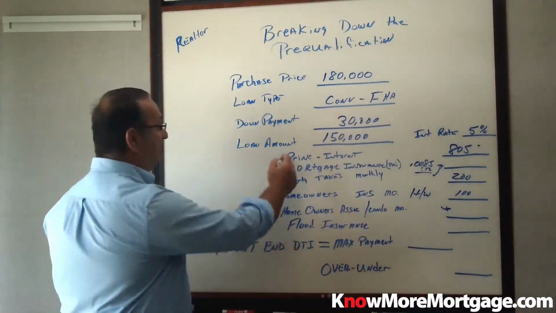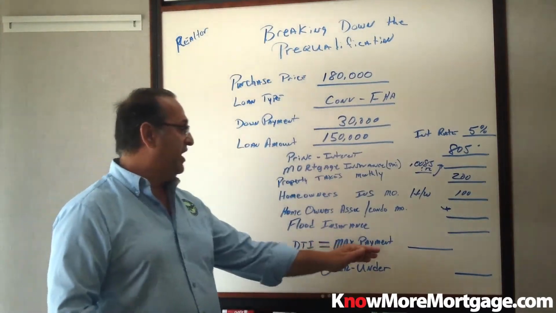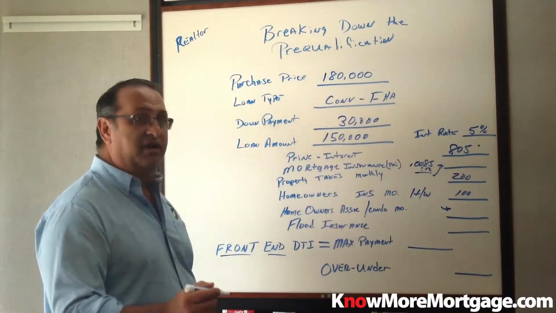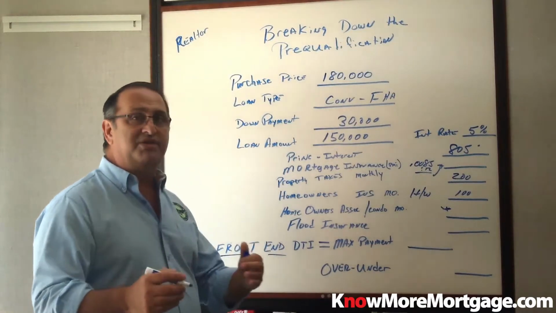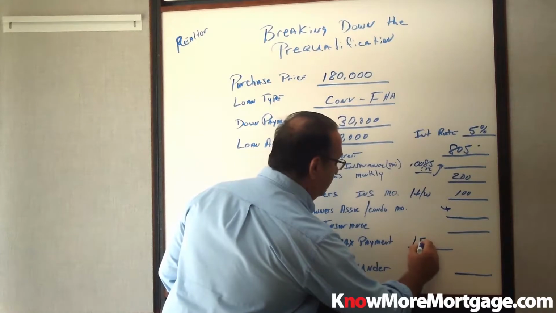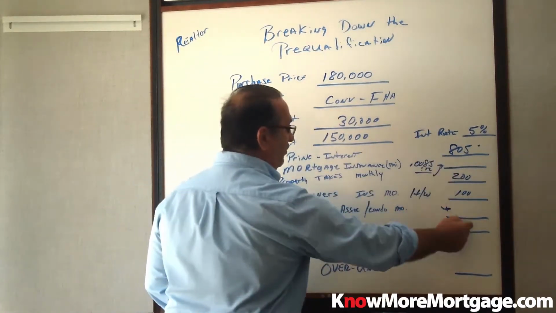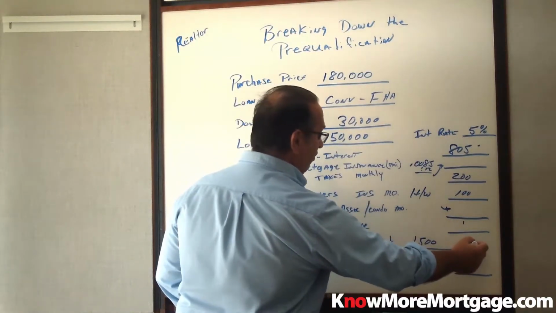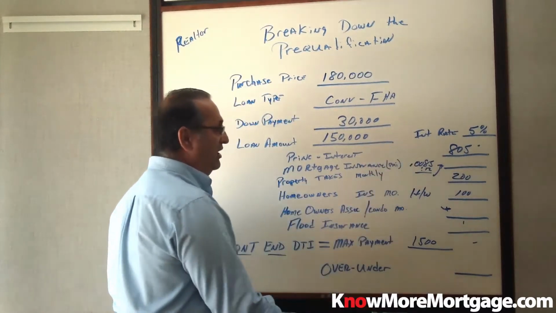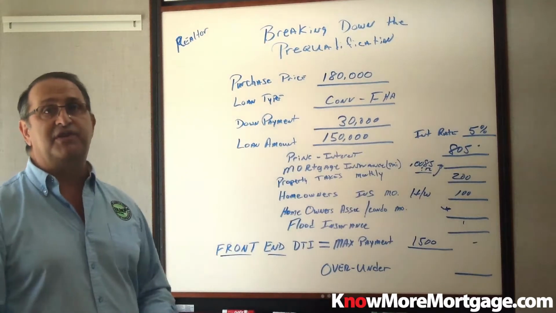So these are all the factors that make up your front end debt to income ratio, maximum payment. You can get that maximum payment on the pre-qualification letter. You can ask the loan originator what their maximum payment would be. If their maximum payment is $1,500 on their front end debt to income ratio, you would add up all these. If that total over here is greater than $1,500, you know you went too high. If it's under $1,500, you know you're good. That house will fit that borrower.